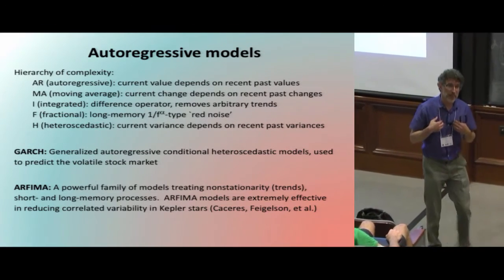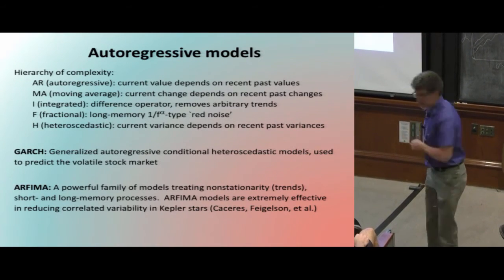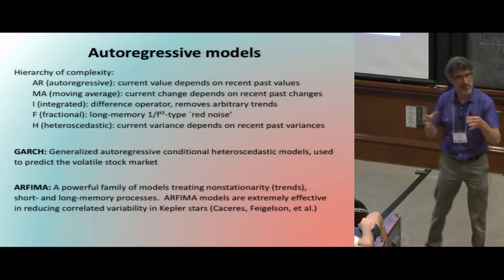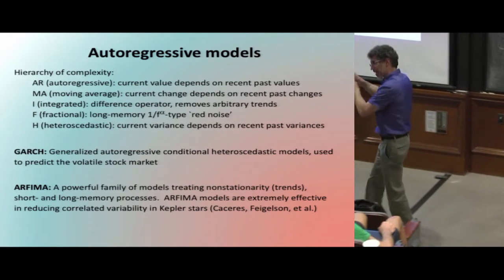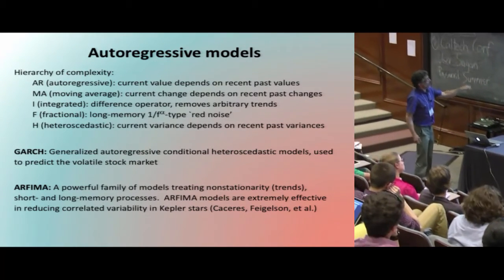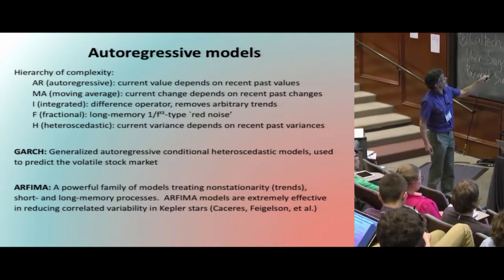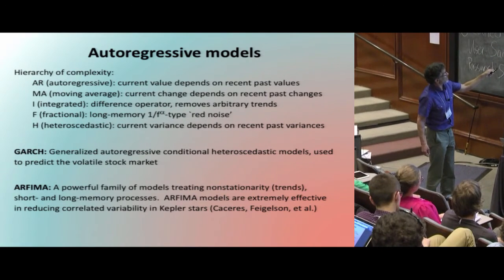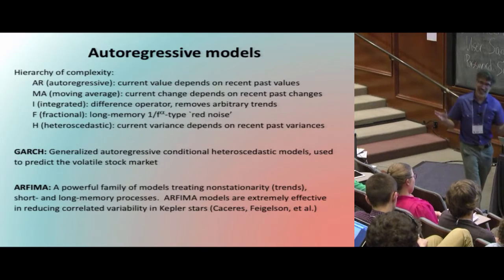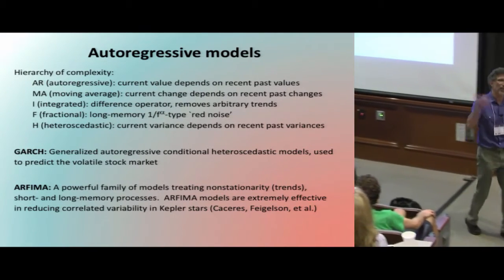We're using our FARIMA models. Autoregressive moving average fractional integrated models. So these are formulas, and sometimes you can't write it all down directly, but it's analytic. So this is very powerful because it deals with non-stationarity, that's the I, short memory, that's the ARMA, and long memory, that's the F processes. It does everything. So we've been applying it to Kepler stars, the Kepler light curves, okay?